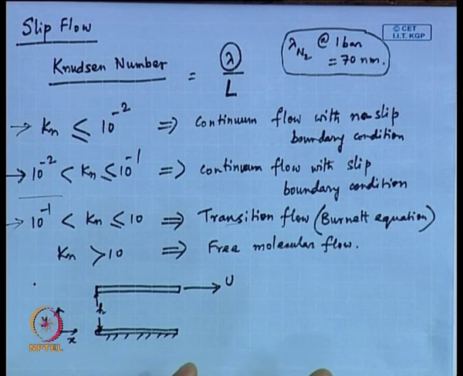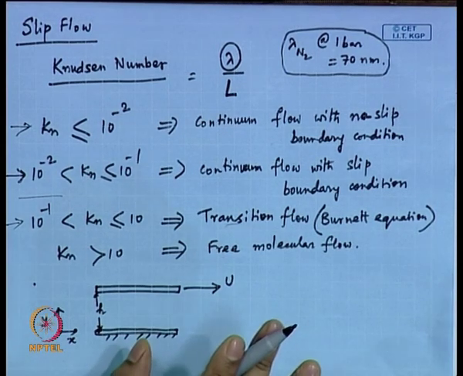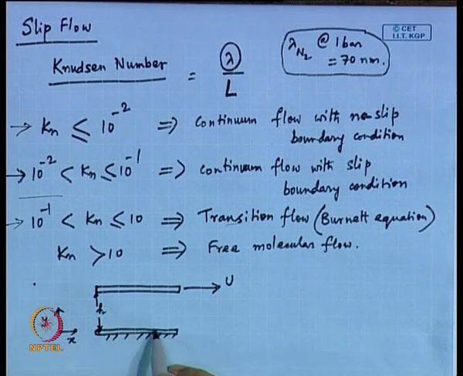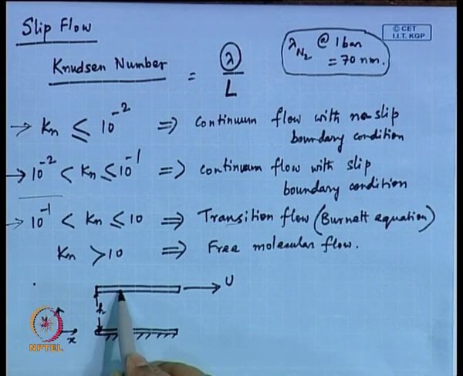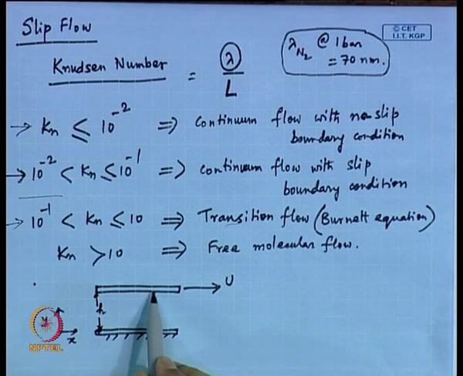So we will follow the Navier-Stokes equation. Only thing is, we will not use the same boundary condition. What was the boundary condition there? The boundary condition was that the velocity is equal to 0 at one wall, and the velocity is equal to u at the other wall. That was the boundary condition.